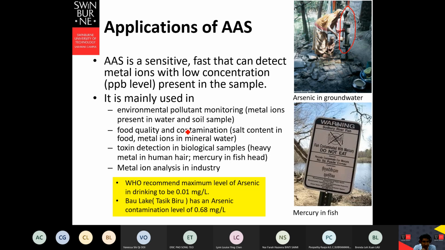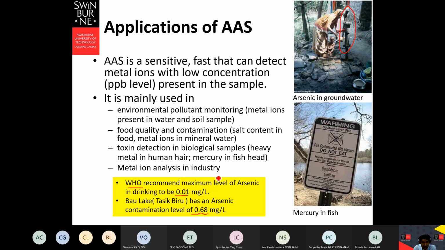And those of you in Malaysia, in Kuching, you know Tasik Biru, the Blue Lake. It has a very high arsenic concentration, 0.68 milligrams per liter. The WHO recommended limit is 0.01. So how many times is it? It's 68 times more than what the WHO has recommended for drinking.